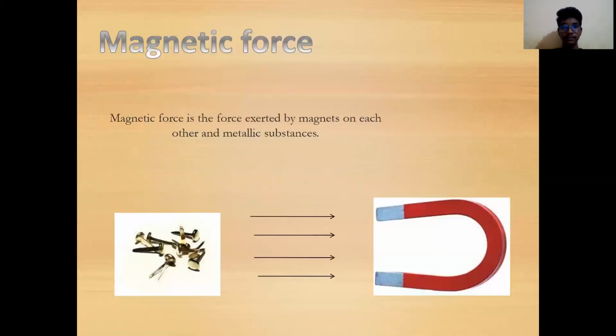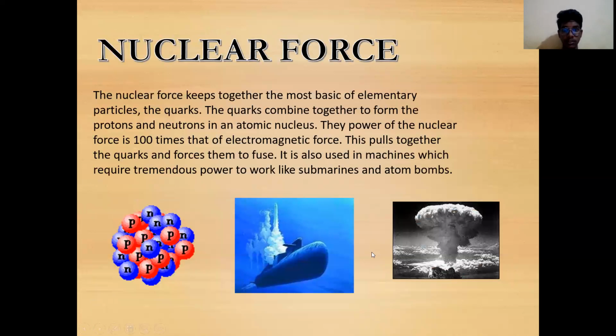which move along an axis and revolve around the sun. Coming to the magnetic force, it is a force exerted by magnets on each other and on metallic substances. As we can see in this picture, a magnet attracts iron particles or metallic substances. The force between these two is known as magnetic force.